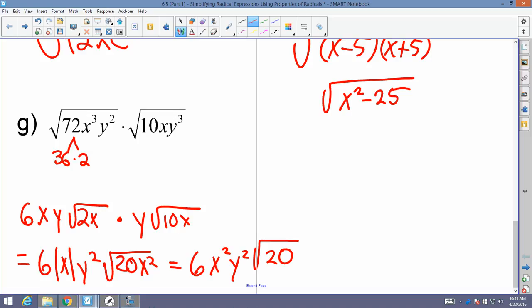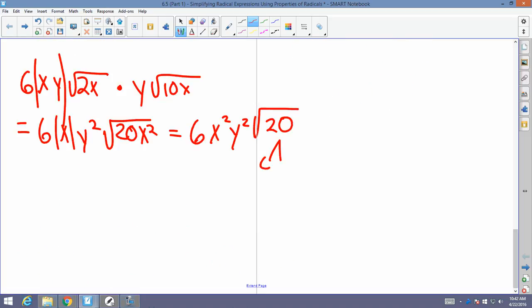Sir? Yes, the x is absolute value because when I took out an odd, I got to put an absolute value. But at the end, it's not absolute value because it's not odd anymore. It's x squared. Now, or I could do the, yes, sir. Come again? Actually, yeah, you can break down 20. Good. So that's 4 times 5, so that's 12 x squared, y squared, square root of 5.